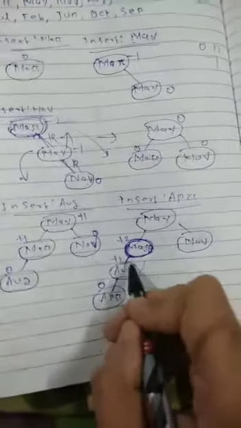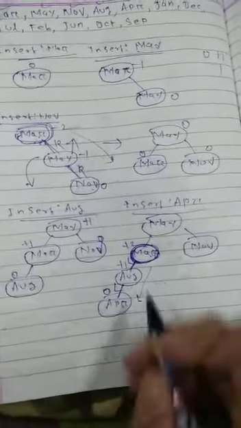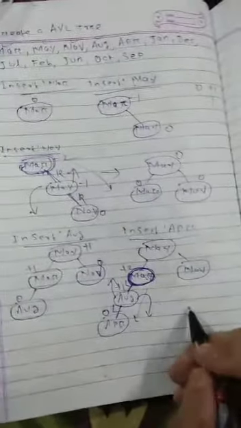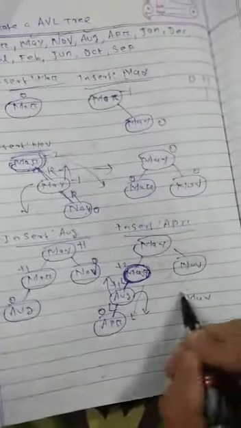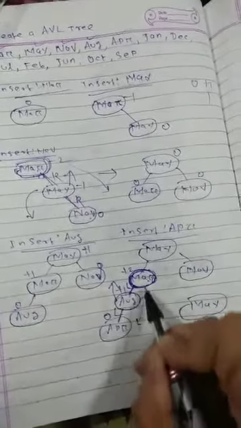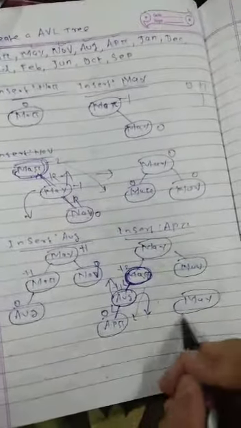So what is the nomenclature? This is the LL nomenclature. For the LL nomenclature, we perform a right rotation. This goes to the upper. So what is the tree here? May is as it is. Here the middle node is there, so this goes to the right side. Then August is here.